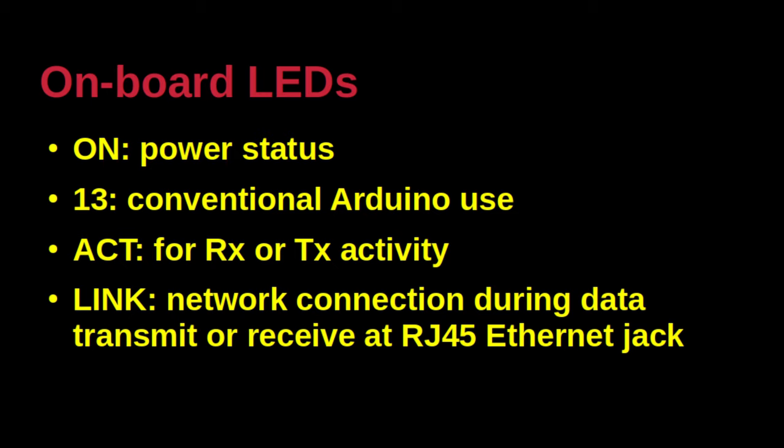The ACT LED flashes when there is transmit or receive activity at the Ethernet jack. The link LED confirms the presence of network layer 1 connectivity. It flashes when the shield receives or transmits data.